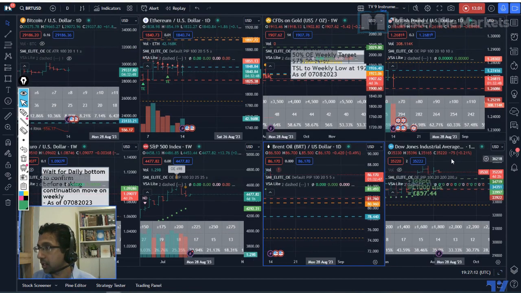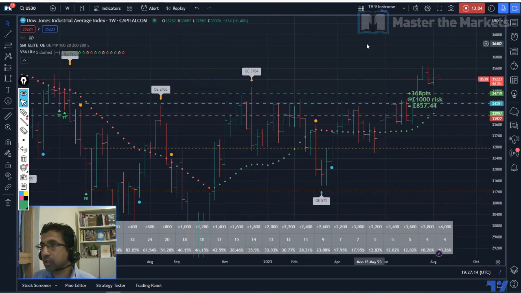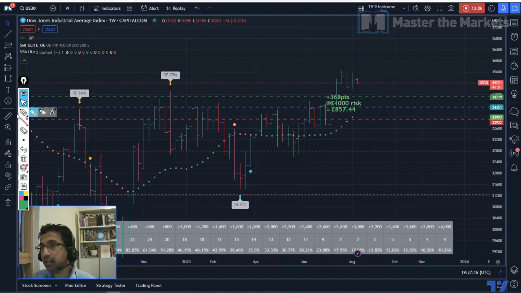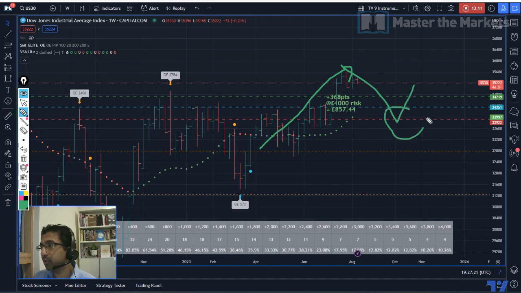Then last but not least, Dow Jones. What are we having on the weekly? Again, extended move, wait for top to confirm, and then go on to daily to wait for confirm bottom. So that's all I would say.